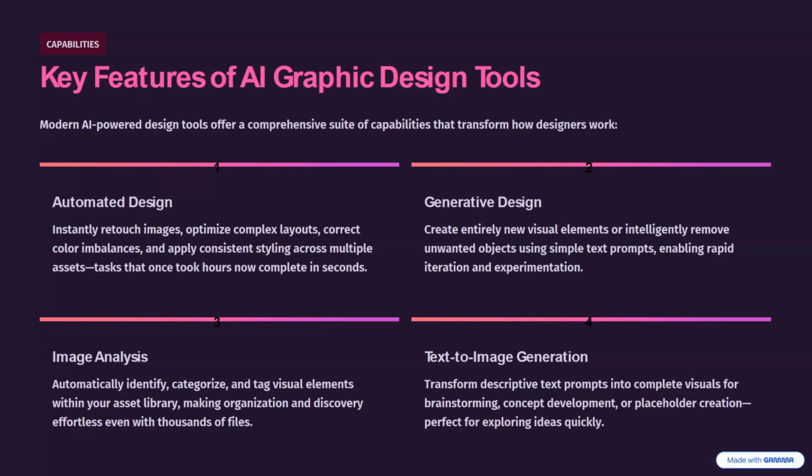Then we have image analysis. So with AI, it can automatically identify, categorize, and tag visual elements within an asset library, making organization and discovery effortless, even with thousands of files.